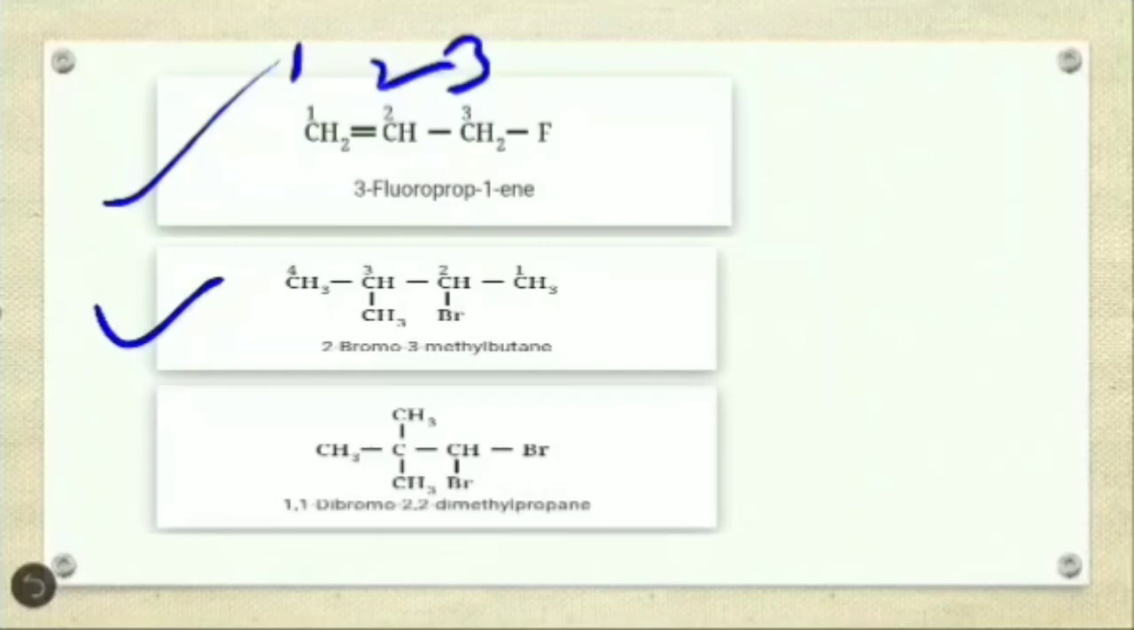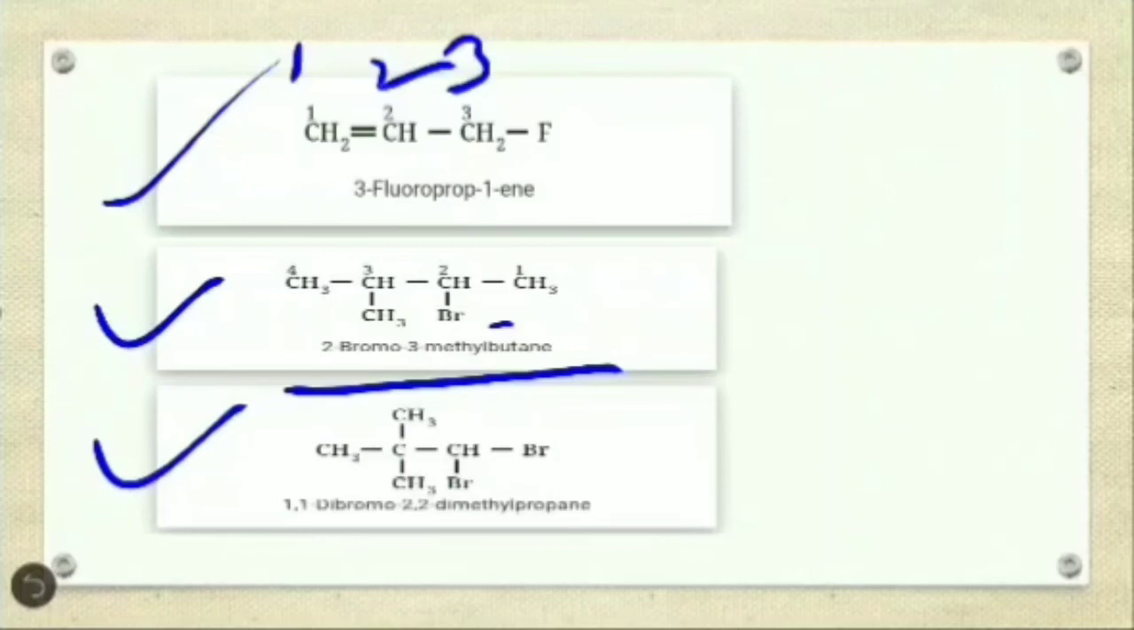In the next example, the parent chain contains 4 carbon atoms, that is butane. The numbering will start from the right side because of the halogen group Br. In the second position we have Br, and in the third position we have a methyl group. While writing the IUPAC name, it is written in alphabetical order. So the name will be 2-bromo-3-methylbutane.